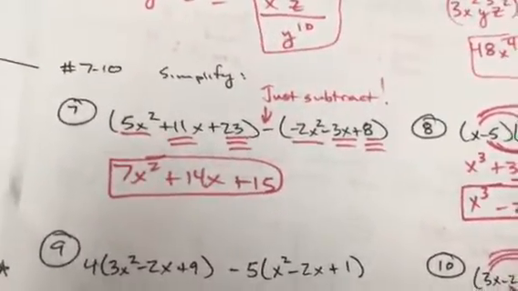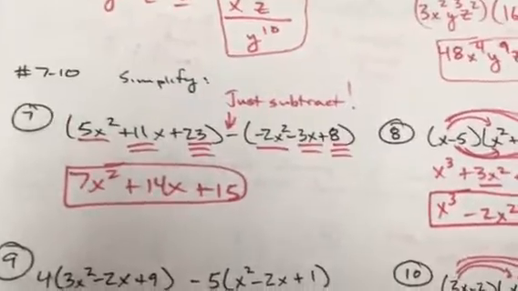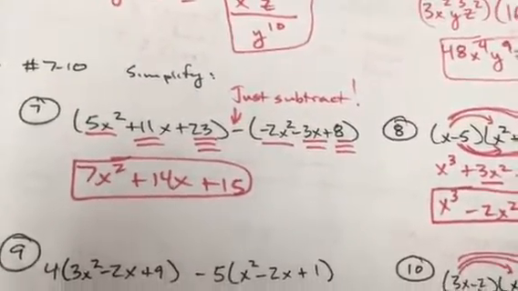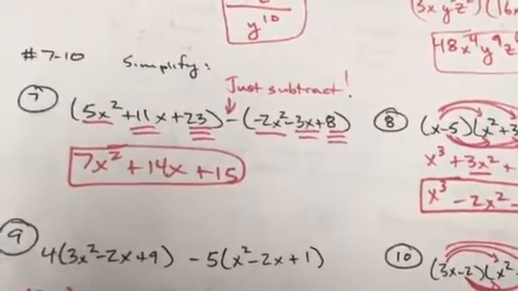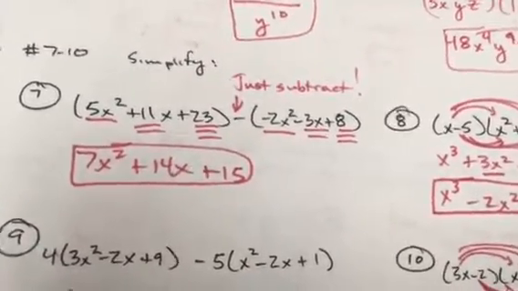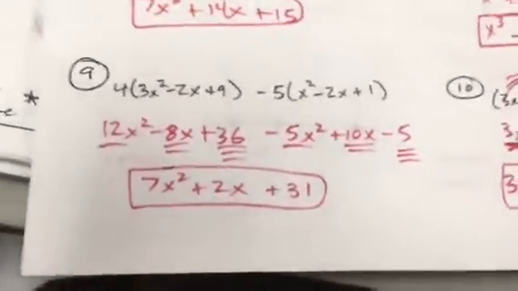All right, guys, on 7, all you're doing is subtracting. So just do 5 minus a negative 2. 5 minus a negative 2 is 7 with the x squareds. Then you're going to do 11 minus a negative 3, which is 11 plus 3, 14x. 23 minus a positive 8 is just 23 minus 8, 15. Same kind of thing. Let's look at 9 first.